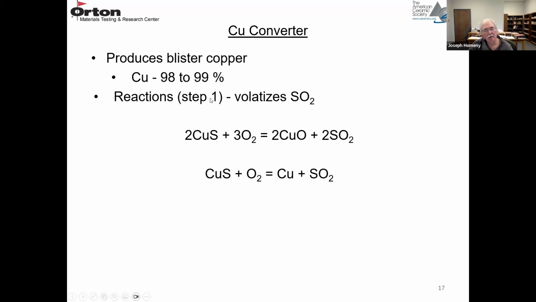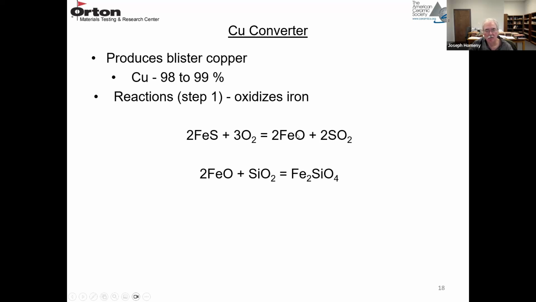And in step one, I just mentioned, you're removing the sulfur as SO2. So CuS plus O2 forms CuO and SO2, or CuS plus O2 forms Cu plus SO2. So step one, you're forming the SO2 gas, and you're also oxidizing the iron. So FeS plus O2 forms FeO and SO2.